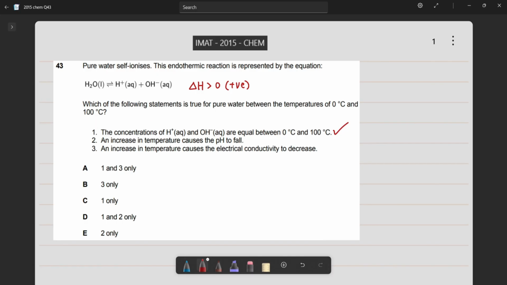Now the second option we have: an increase in temperature causes the pH to fall. This option is very tricky to solve and to decide whether it is true or false, because we would easily assume that water must be neutral, the pH must be 7. But there is a catch behind it, because it involves an increase in temperature.